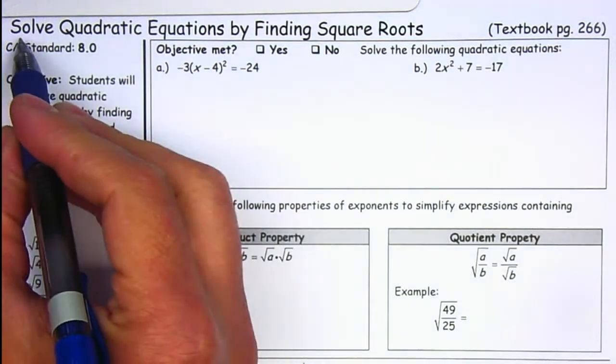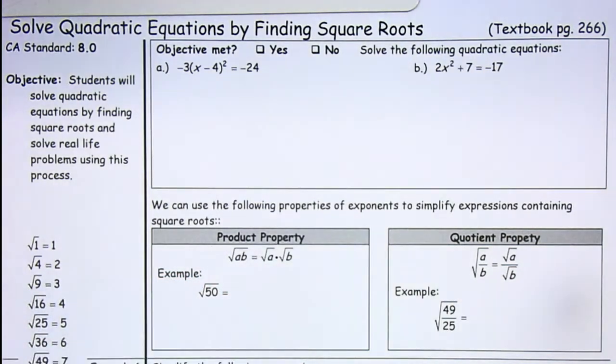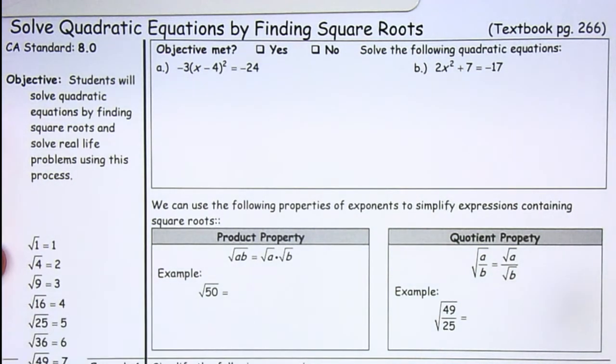Today we're going to be solving quadratic equations by finding the square roots. And if you guys notice on the left hand side, I have listed the square roots of the perfect squares. So the square root of 9 will be 3, all the way down to the square root of 144 is 12.